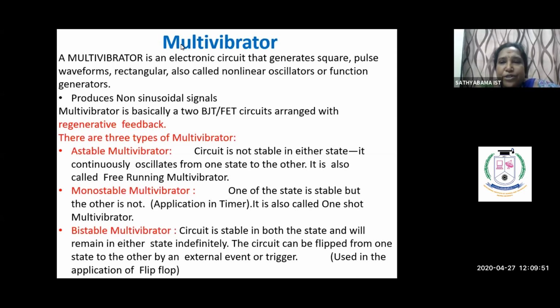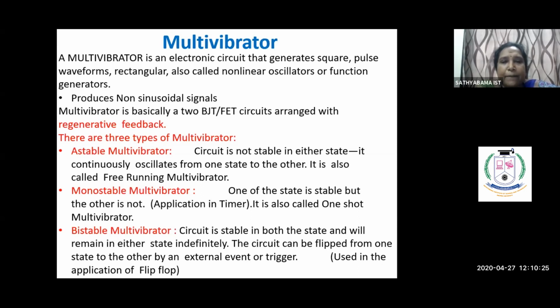And usually in oscillator circuits and amplifier circuits, you will be using a single BJT. But in a multivibrator circuit, we are going to use 2 BJTs or otherwise 2 FET circuits, and these will be arranged with regenerative feedback. And here I mentioned the types of multivibrators: astable multivibrator, monostable and bistable. I'll give you a short introduction about these types.